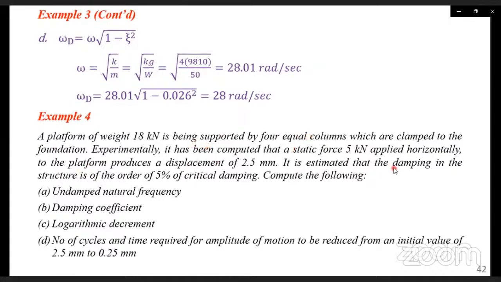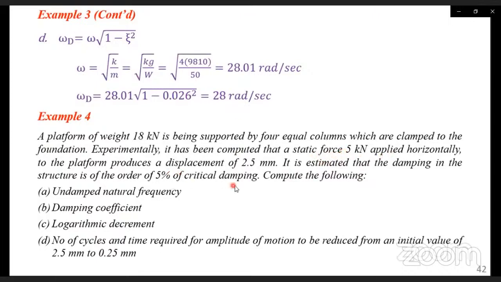From the experiment, it has been known that a static force applied horizontally to the platform produces a displacement of 2.5. Note that this is static analysis, static force. From the experiment, a static force of 5 kilonewtons was applied. So this is not a dynamic force, so we are still in free vibration. This is just from another experiment on the same platform.